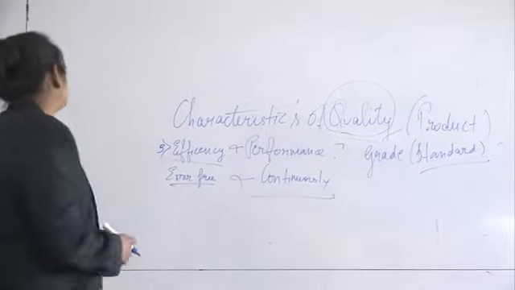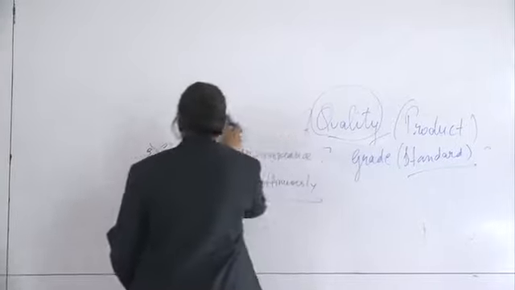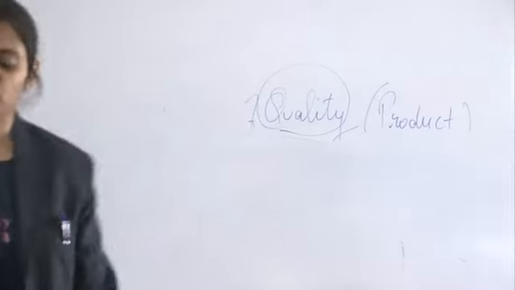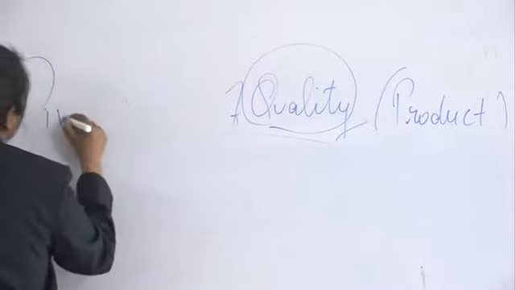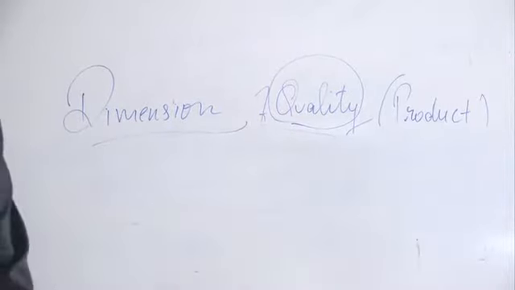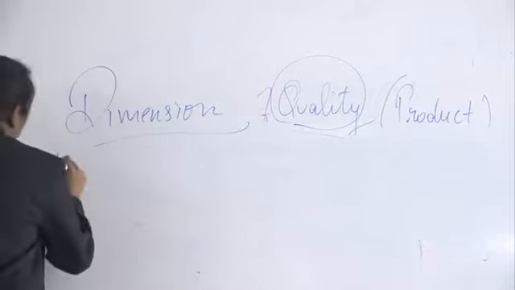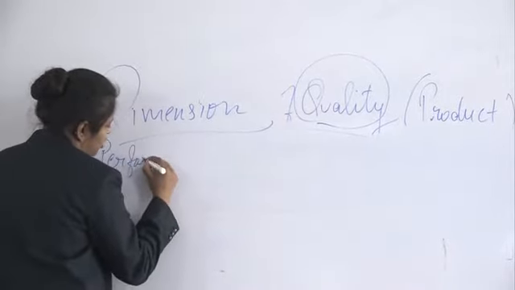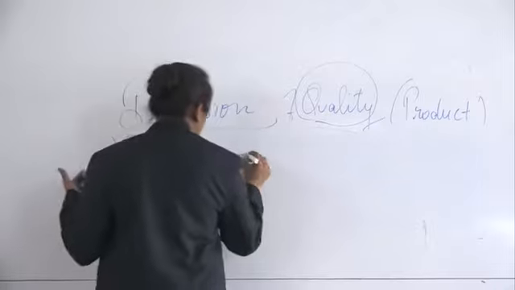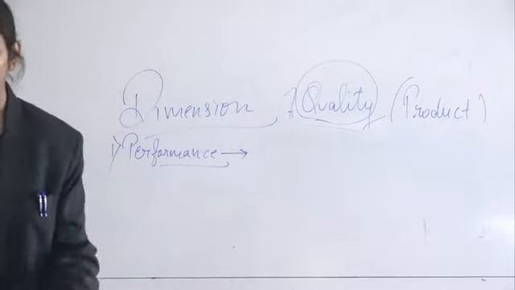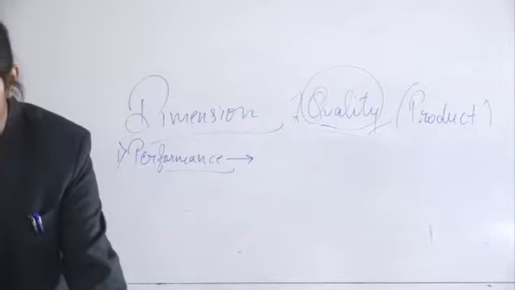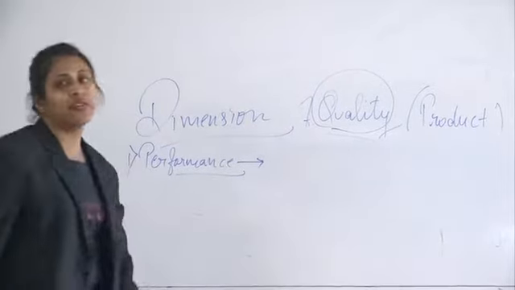Now we'll see what the dimensions of quality are. Dimensions of quality. Please don't get confused between characteristics and dimensions. They are totally different concepts. One of the dimensions is performance. Performance is continuous improvement or consistency in the quality of the product. Then second is features. Features are what the product holds, the unique features of the product.